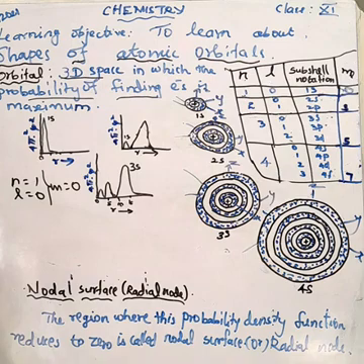For l equal to 0, that is the s orbital, there is only one possible orientation, and the value is 0. This means that the probability of finding the electron is the same in all directions at a given distance from the nucleus.